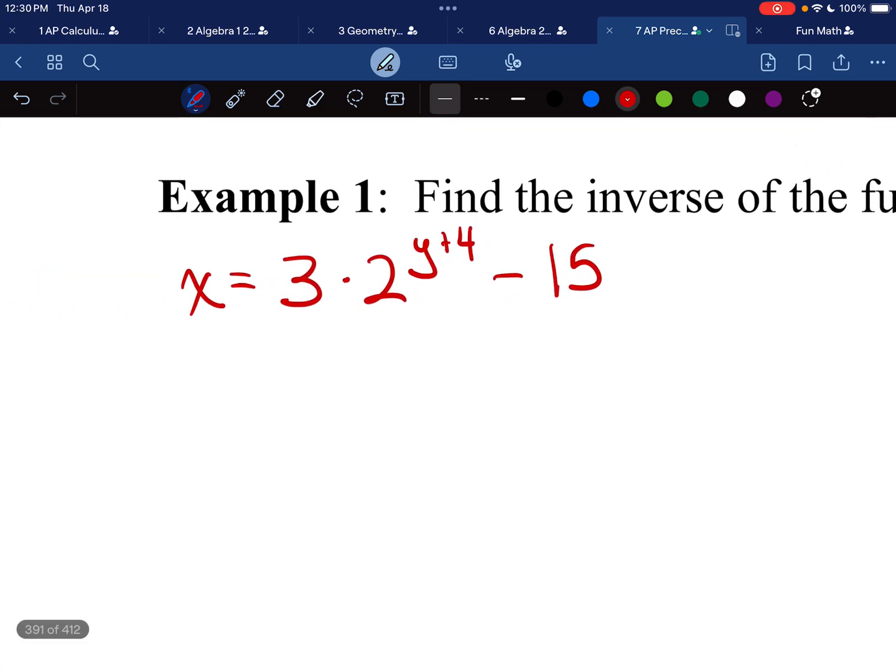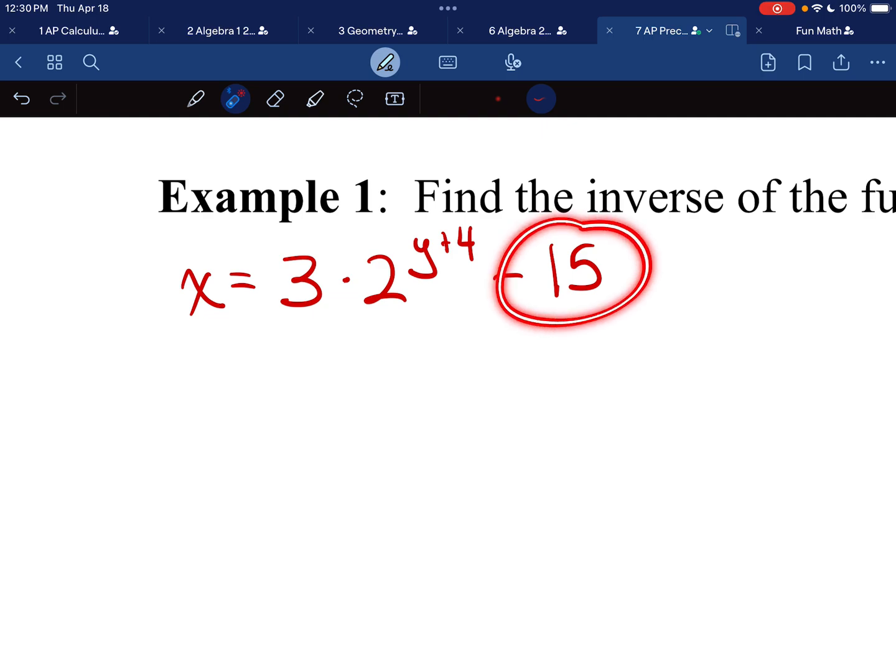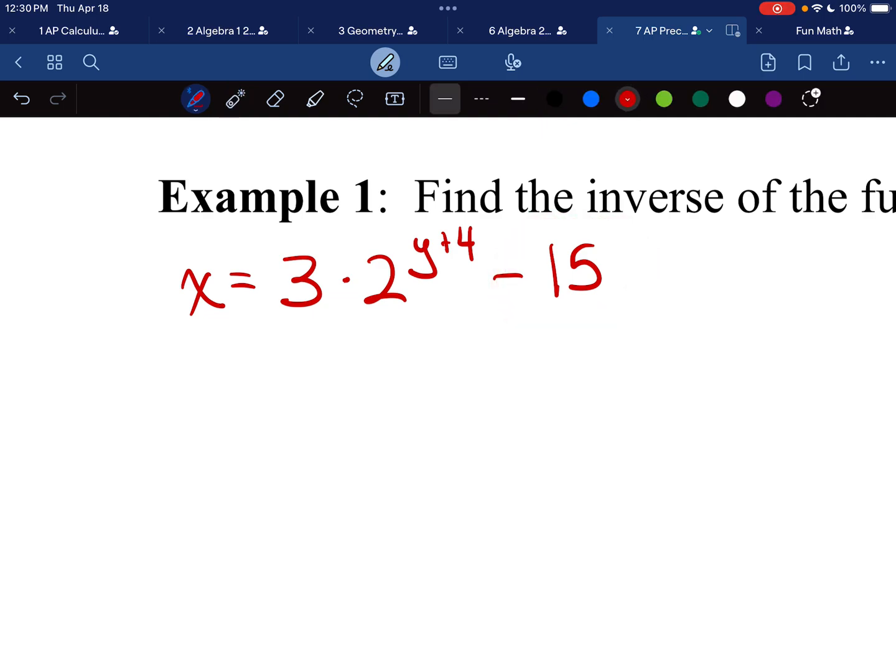So in order to solve for y, I'm going to isolate this exponential expression, which means I need to get rid of this minus 15 and get rid of this 3. Which one do you do first? Well, it's reverse PEMDAS. So I'm going to get rid of the minus 15 by adding 15 to both sides. When I do that, I'm left with x plus 15 on the left, and on the right side, I'm left with 3 times 2 to the power of y plus 4.